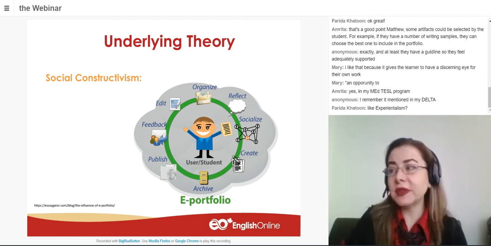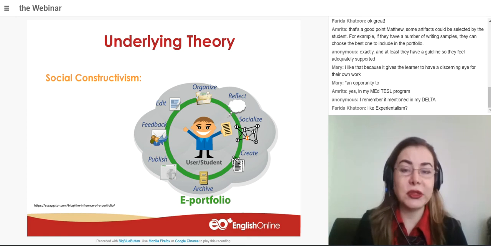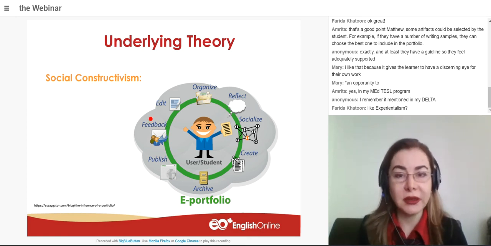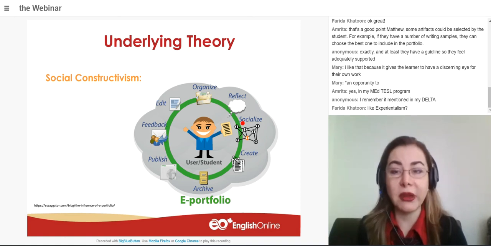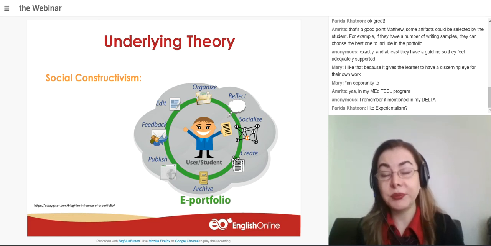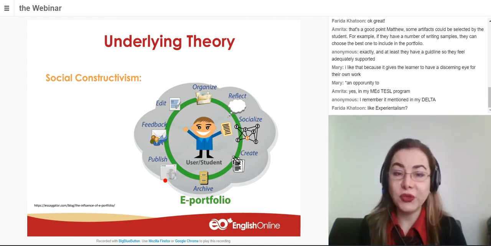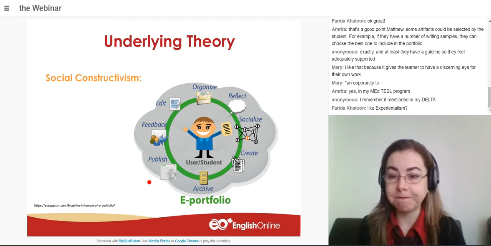So it all starts as a solo activity, working on your e-portfolio. The student, as you can see in the diagram here, organizes, you organize your thoughts, then you reflect, and then at some point you socialize and you share your reflections with your teacher, with your peers, with your parents, and then you continue to create, you archive and store, you share again, you get feedback. So it's like a cycle.